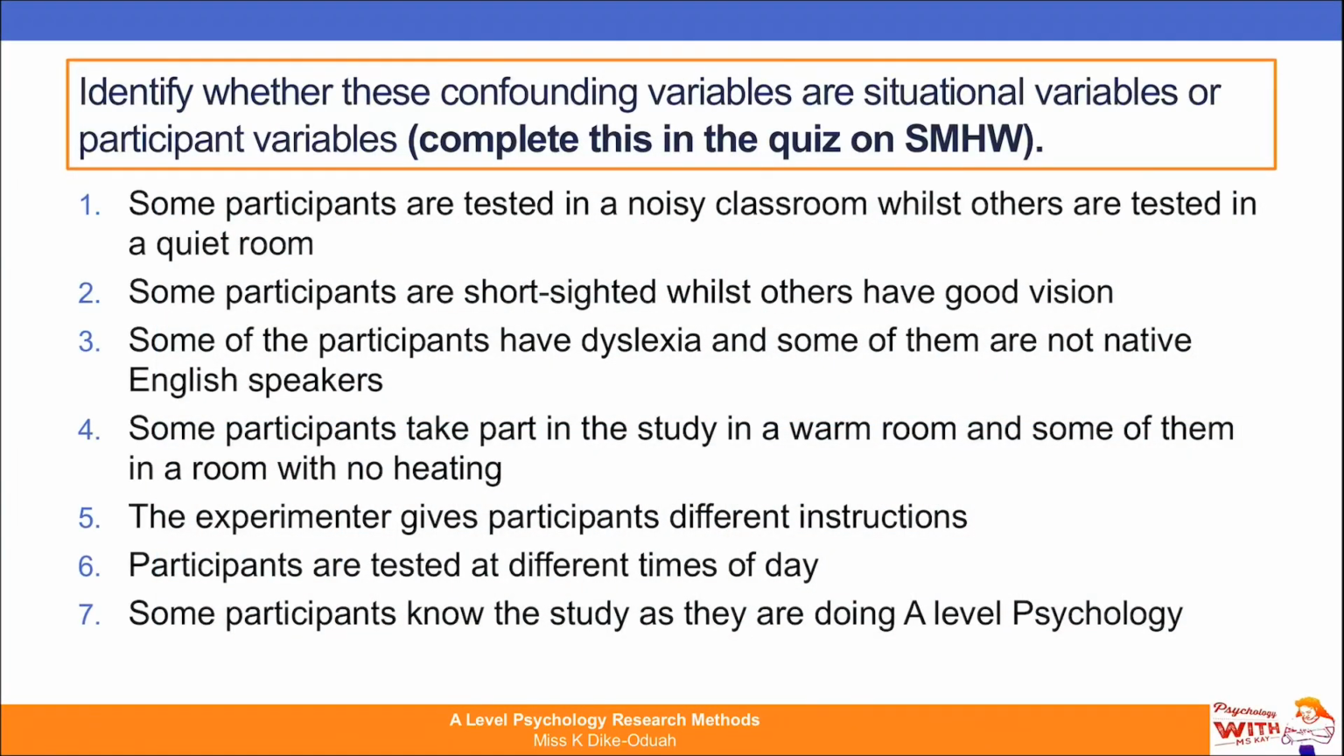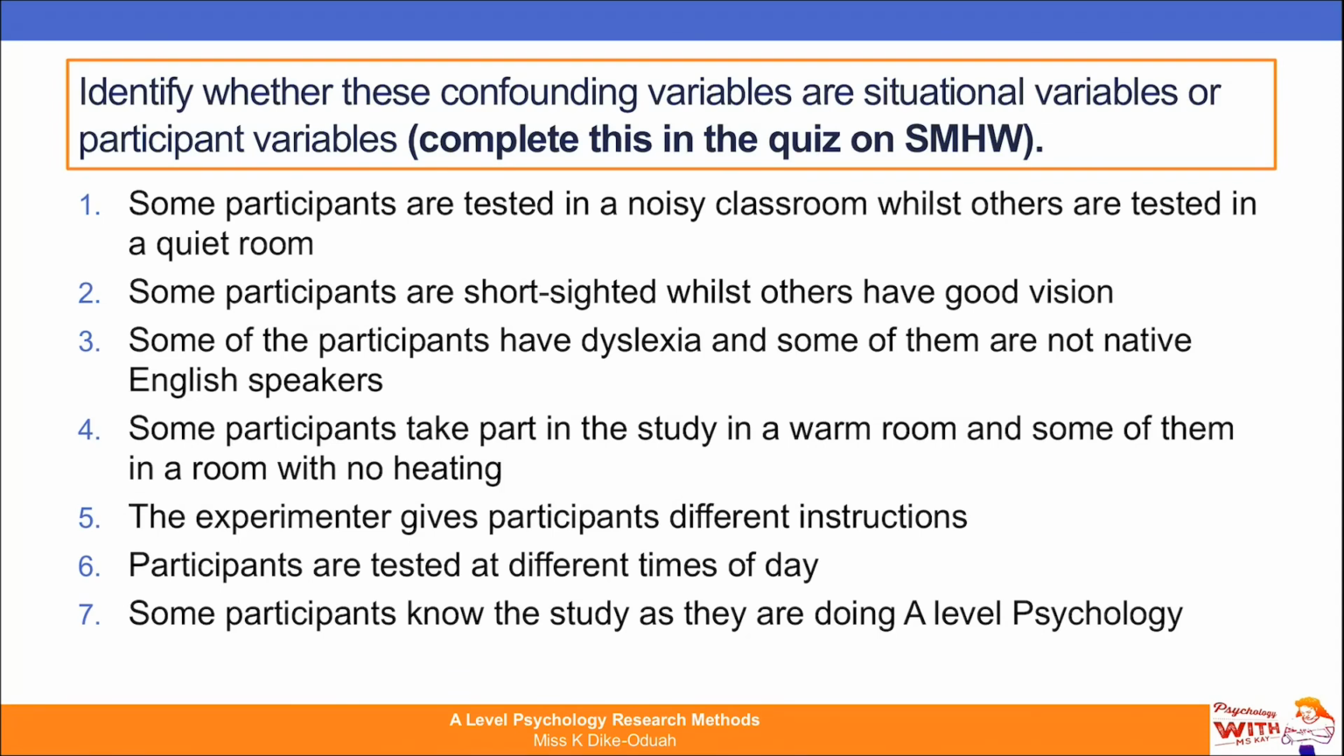Now, at this point of the lesson, I want you to go back to show my homework, and I need you to complete a quiz which has these 7 statements and requires you to identify whether or not this statement is alluding to the existence of a participant variable or a situational variable.